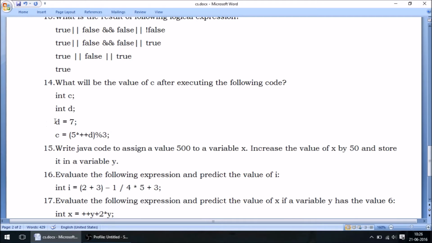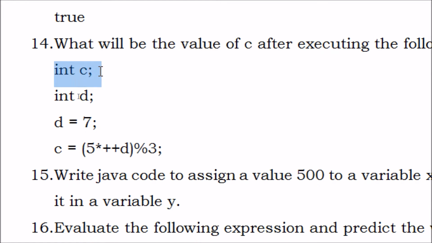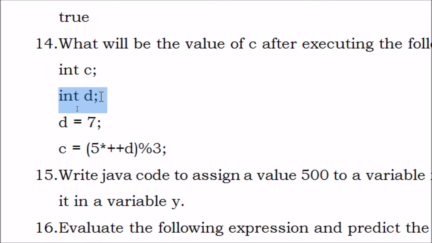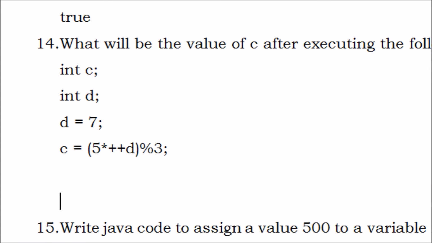The next question says, what will be the value of C after executing the following code? So what I have done here is I have written 4 lines of Java. Okay, so observe them carefully. A variable C is declared, a variable D is declared, D is given a value 7, okay, and a Java statement or an expression is written here. So let us solve it.